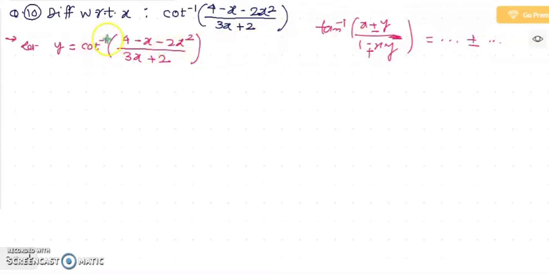For that we have to convert this expression in terms of tan inverse instead of cot inverse. It's a very easy thing. Cot inverse a upon b is tan inverse of b upon a. That means this 3x plus 2 will go up, and the original numerator, 4 minus x minus 2x square, will now become the denominator. Now the tan inverse arrangement is done. Now we shall try to use this formula.